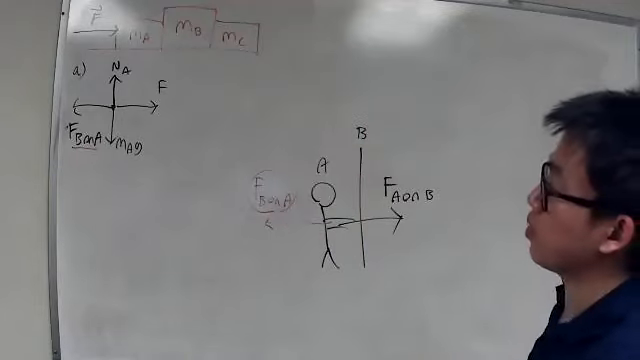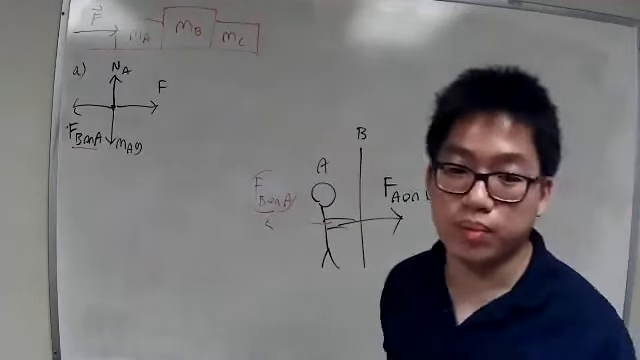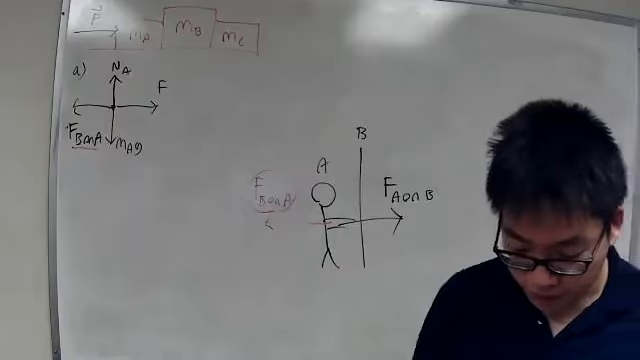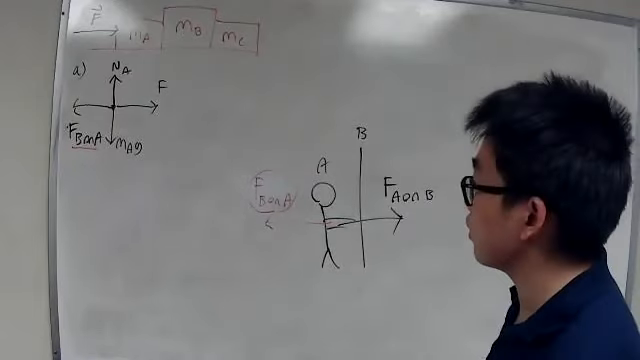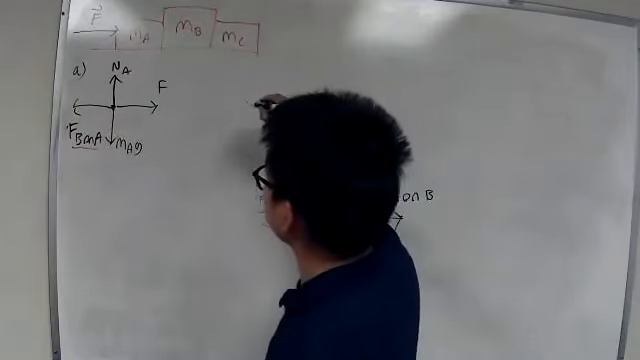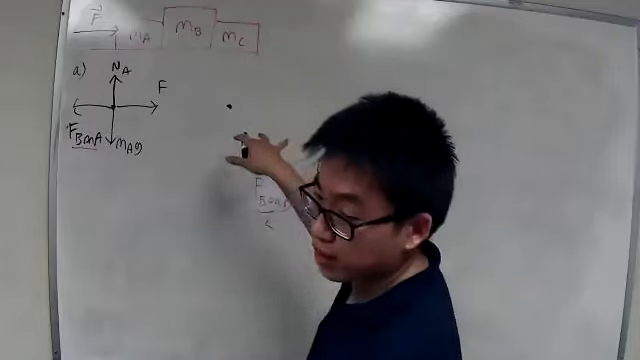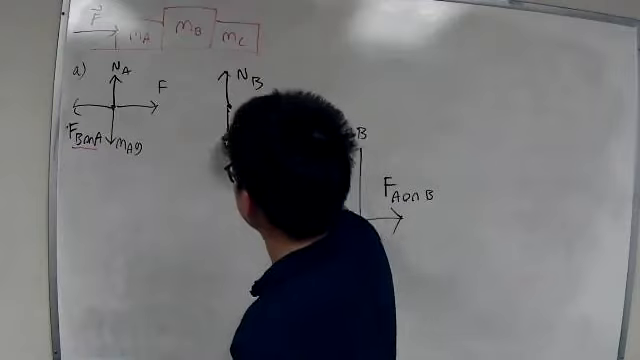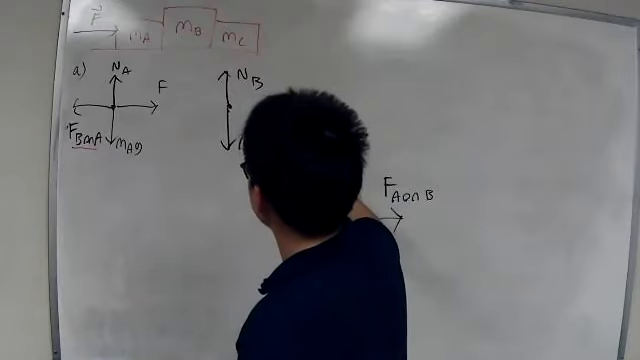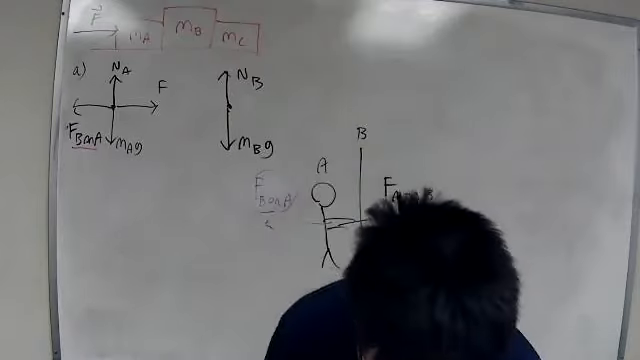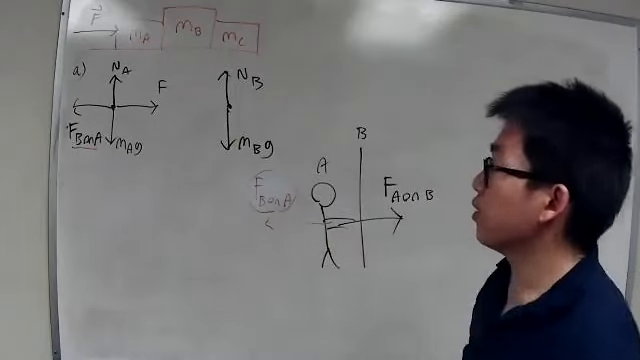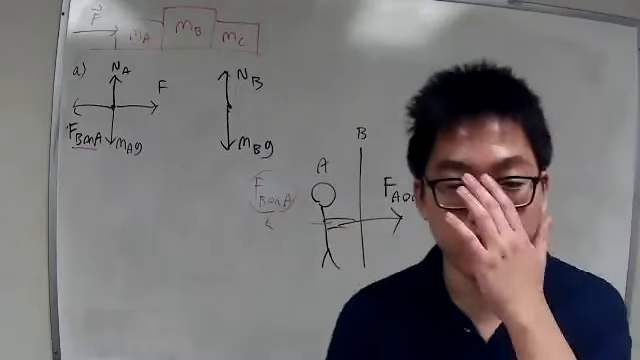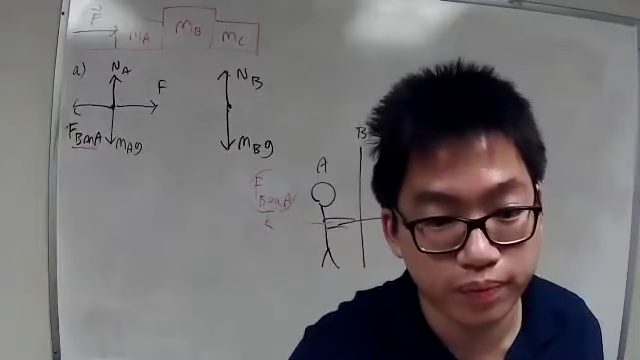MA is being pushed into MB, and so MB, of course, pushes back. That's just our world, and that's our life. Now we'll do MB. Normal force on B, and BG. Well, now, what do we have here? This whole system's going to move to the right.